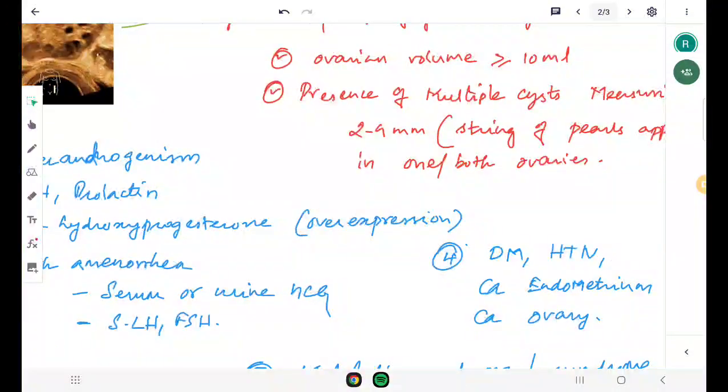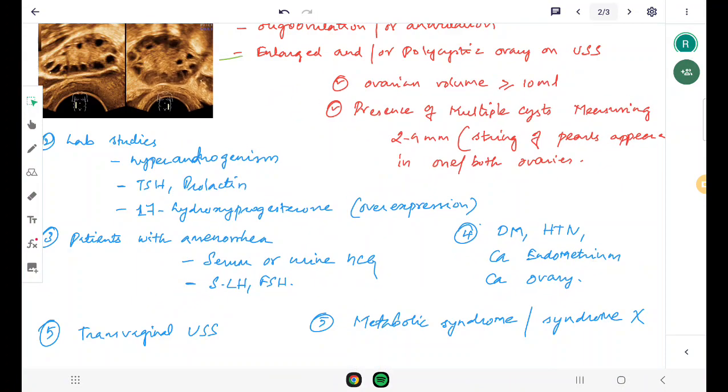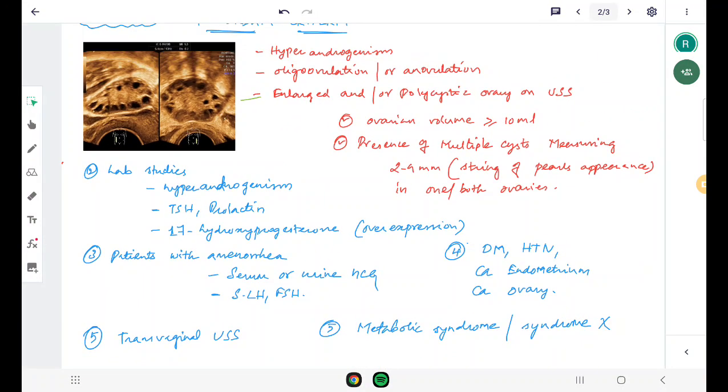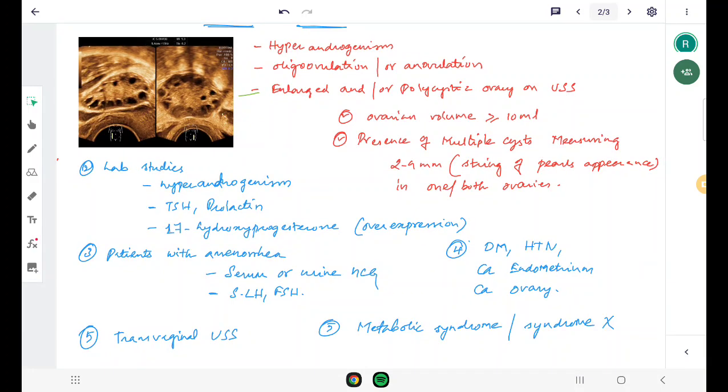And the consequences are diabetes mellitus, hypertension, and ovarian and endometrium cancer. And you can do transvaginal ultrasound.